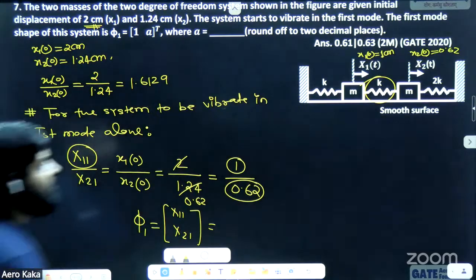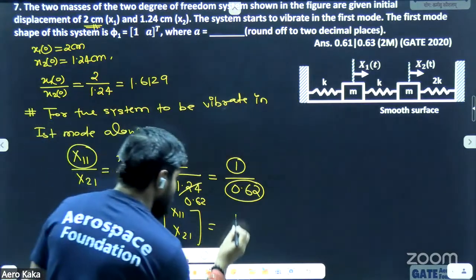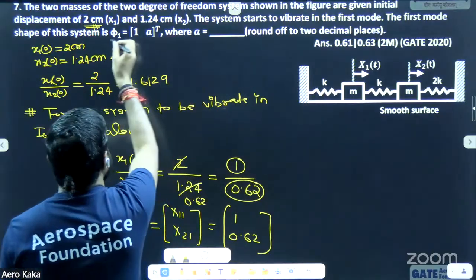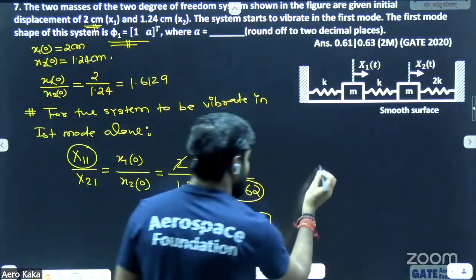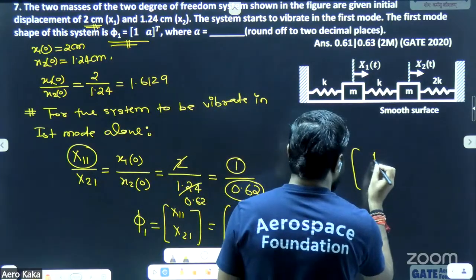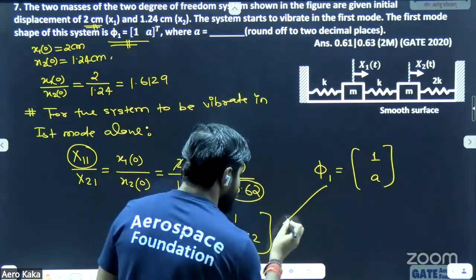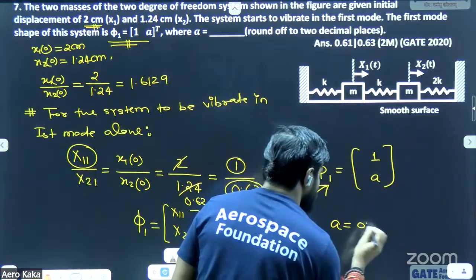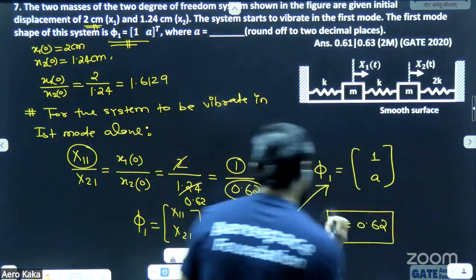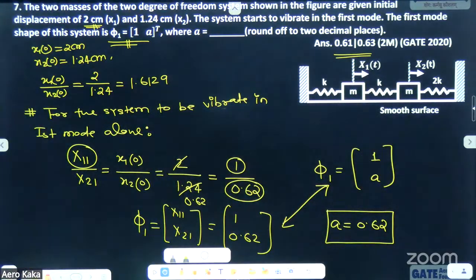Come again, what are you saying? So what they're asking simply, this is going to be 1, 0.62. Just compare with what they have given. What is written here? Phi1 is equal to, I can write 1 alpha or A? A. So just compare these two. What is the value of A going to be? 0.62. Is it clear? What is the possible range given? 0.61 to 0.63 means your answer is absolutely correct.